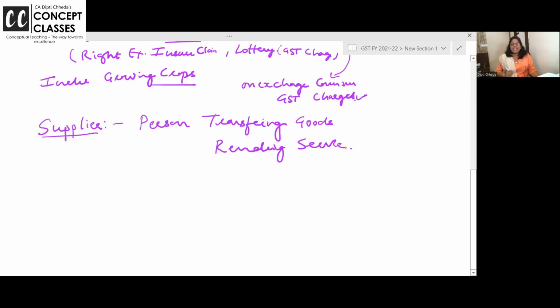Ma'am, can we call them seller? That is in the Sale of Goods Act, seller and buyer. We will not use that term. Ma'am, why are we not using seller? Dear students, if you use seller for goods, then for services you will have to use service provider. So the better term is supplier. If you want, you can write it. But are you clear? Supplier is the seller of the goods or the service provider of the service.